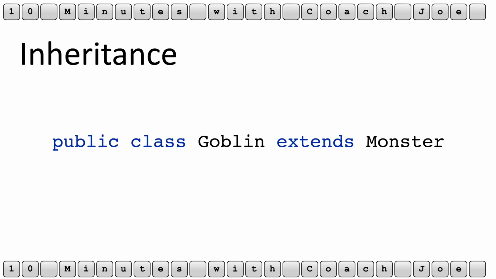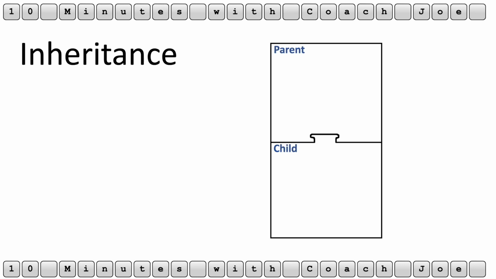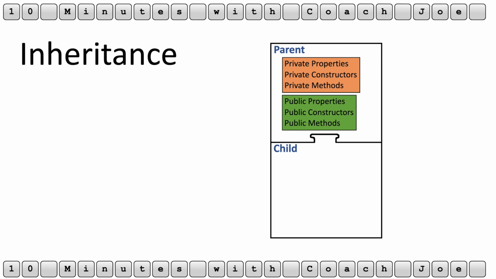When declaring the child class, there is a class name like goblin and a keyword extends used to inherit the monster class. Both classes should follow all the rules of encapsulation. The parent class could have private constructors, properties, and methods. And the parent class could have public constructors, properties, and methods.